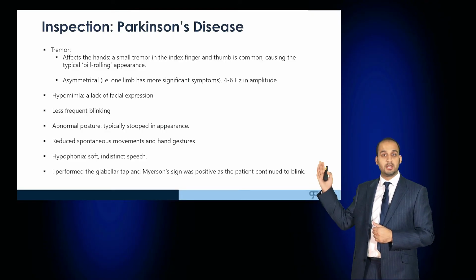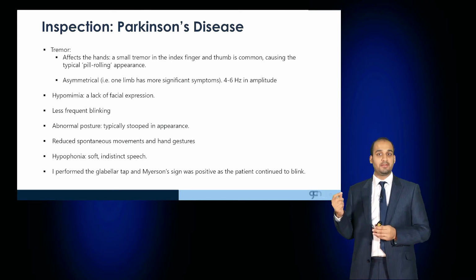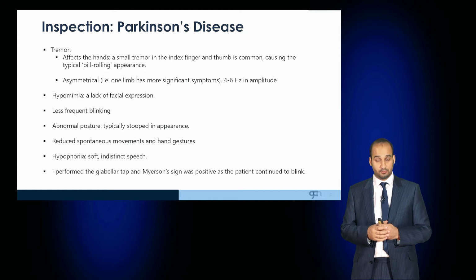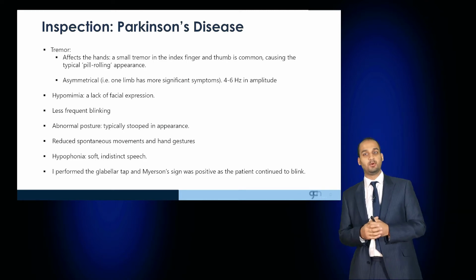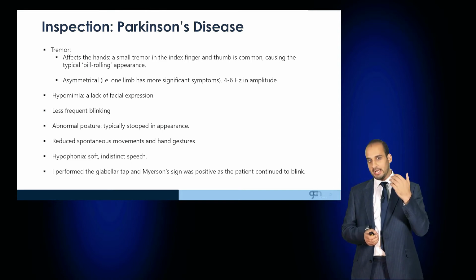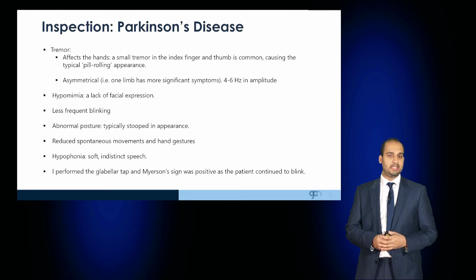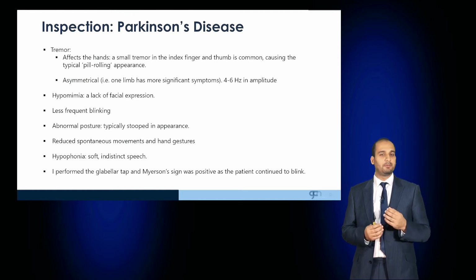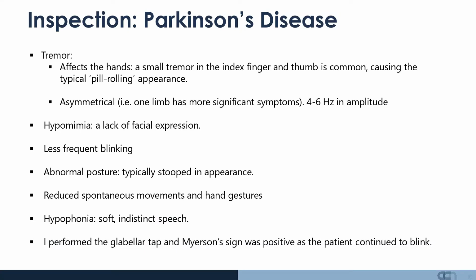On inspection, we noted the tremor which affects the hands, the index finger and the thumb, commonly called the pill-rolling appearance. It's asymmetrical usually, where one limb has more symptoms than the other. Hypomimia, the lack of facial expression, a lack of blinking, the abnormal stoop posture, reduced spontaneous movements and hand gestures, hyperphonia, which is a soft, indistinct speech, are things that you would see on inspection.